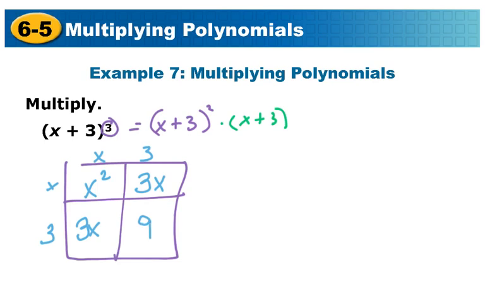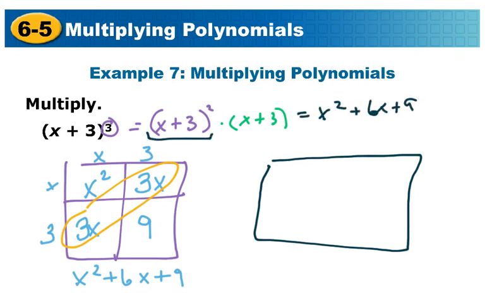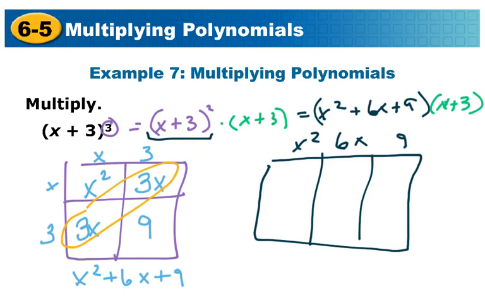And so that result, with the diagonals coming together, makes x squared plus 6x plus 9. Now we're going to make a second box that's a 2 by 3. Because now we're saying that this actually became x squared plus 6x plus 9 that I now need to multiply still by x plus 3. So we have x squared for that column, 6x and 9, and then x plus 3 for this side.